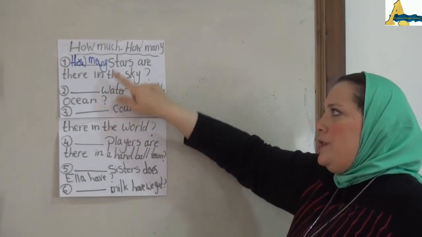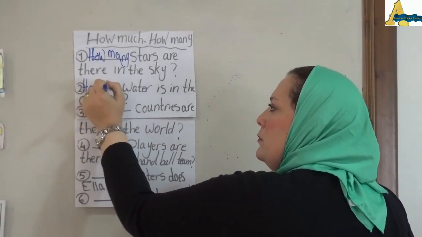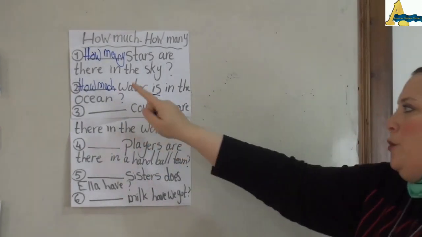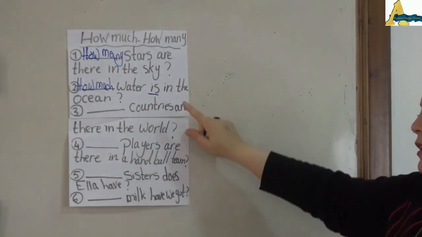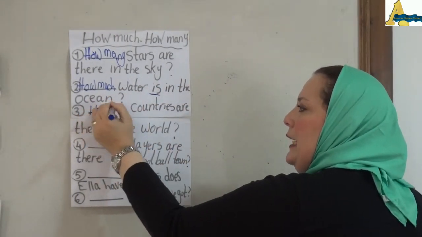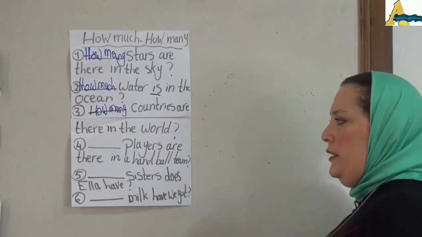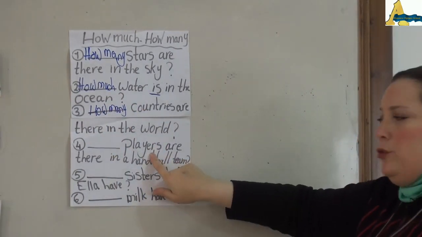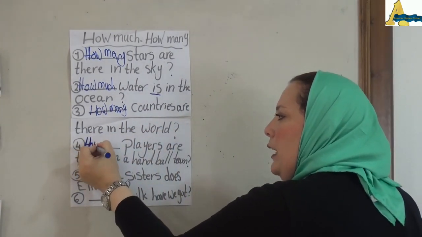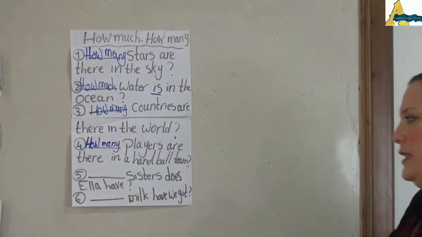Water. Of course, water is an uncountable noun. Which question word shall I use? How much? And if you can see here, I use the singular form of the verb. How much water is in the ocean? Countries. Of course, it's a countable noun. We will use how many countries are there in the world? Players. Of course, it's a countable noun. We can count the players in your team. So we will use how many players are there in a handball team.